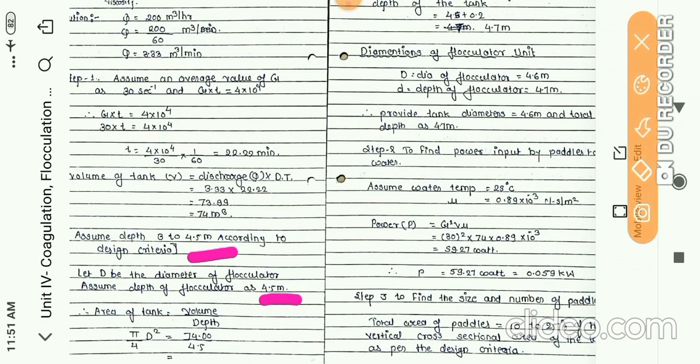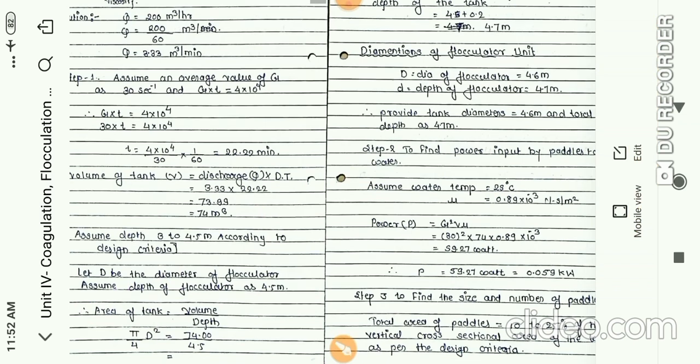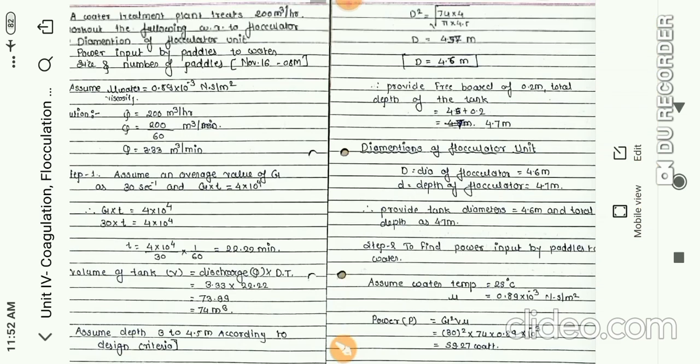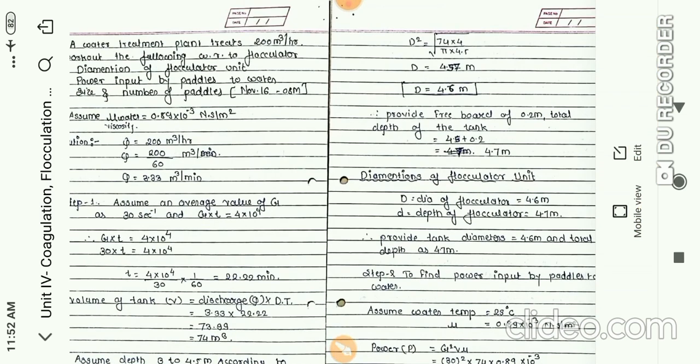As we know the volume of the flocculator is 74 m³, we can find out the diameter as we know the depth. So the area of the tank, that is the circular tank, is equal to volume upon depth. So π/4 d² is equal to 74 upon 4.5. By simple calculation, d becomes 4.6 meter here. D is nothing but the diameter of that flocculator.